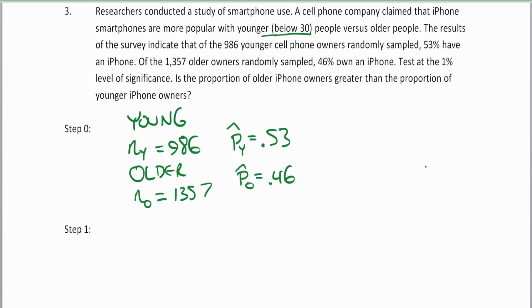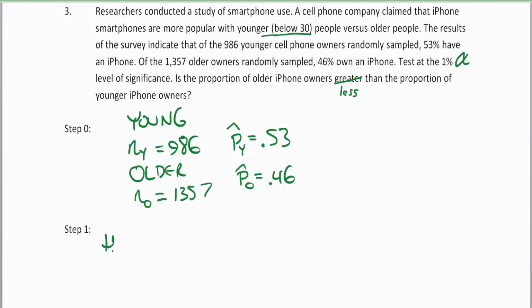Now we're going to test at the 1% level of significance, so that is going to be my alpha over here. And we're going to say, is the proportion of older iPhone users greater than the proportion of younger iPhone users? And it really should be less than, because the older users, you can easily say, have this. So we're going to change that to less than. And that will be fixed on future versions of this worksheet here, because we can easily see that older people have a smaller percentage chance. But is it significantly smaller?